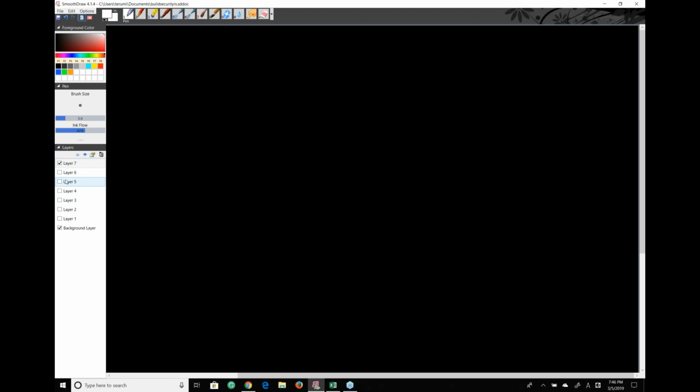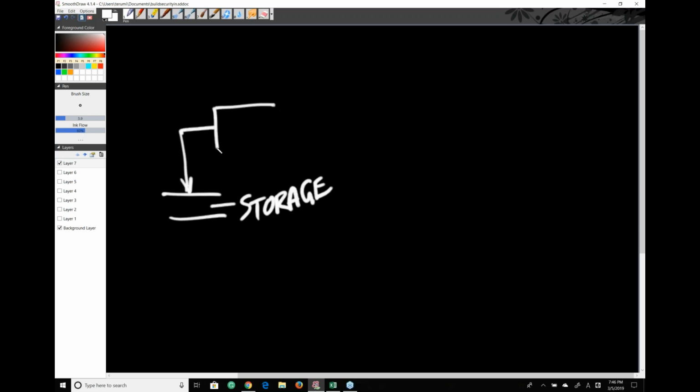So for example, you may have, let's say, a storage, right? So here's a storage, like a database, which let's say has a particular interface access. So here's the interface, right?